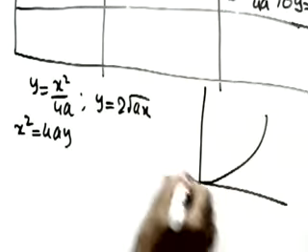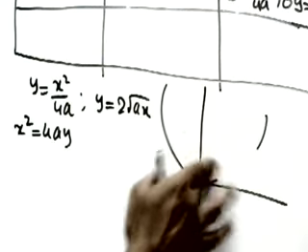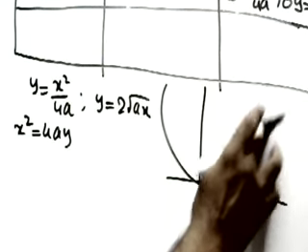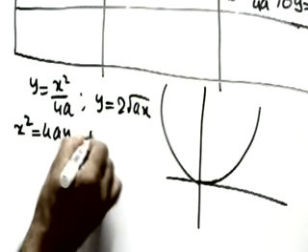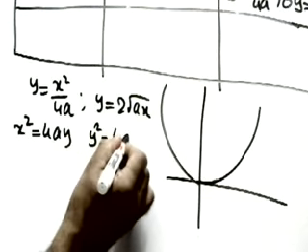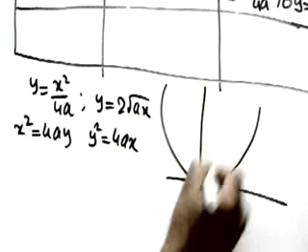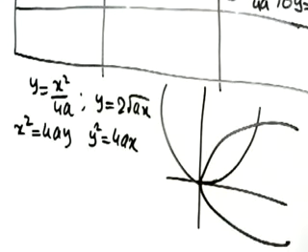Let me draw the graph. In the last class we saw that x square equals 4ay is a parabola. Now if you square this, you will get y square equals 4ax. So this is also a parabola. So this is the parabola y square equals 4ax.